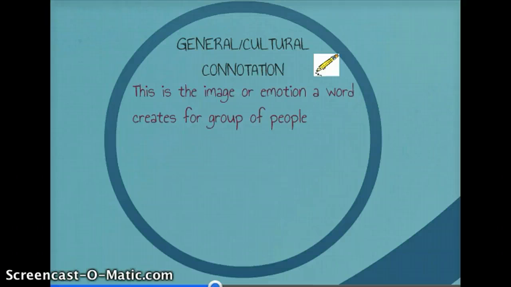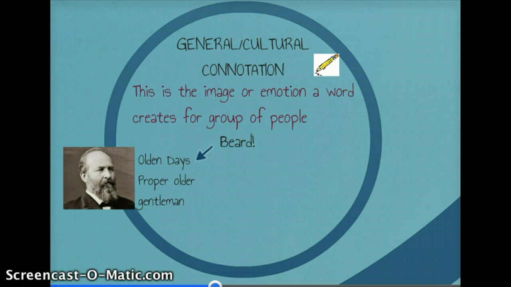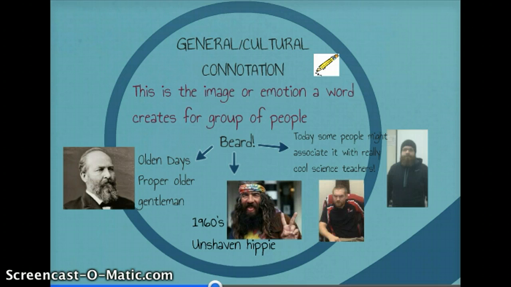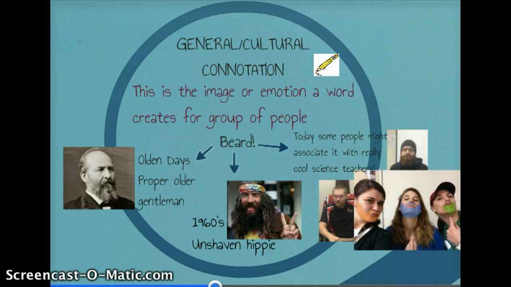Now, general or cultural connotation is the image or the emotion a word creates for a group of people. This group could be based on place, culture, or in some cases, time. For example, take the beard. Back in the day, a beard represented a proper older gentleman. If you look at the 1960s, beard meant the unshaven hippie. And today, some people might associate beards with really cool science teachers. See any that are familiar?